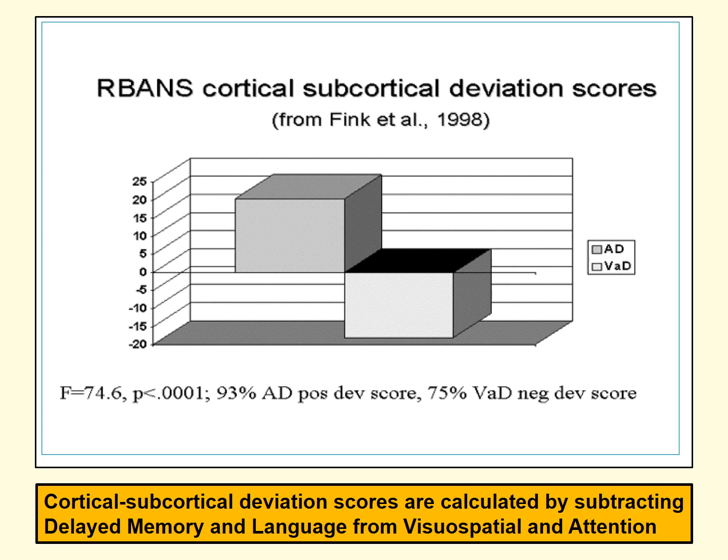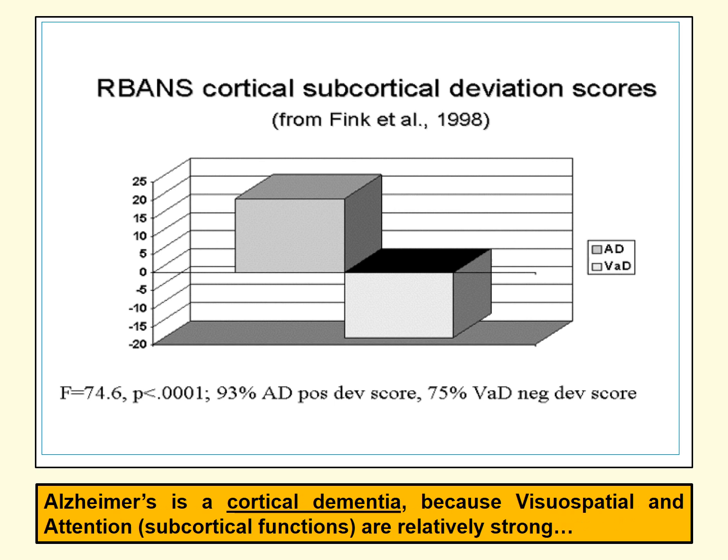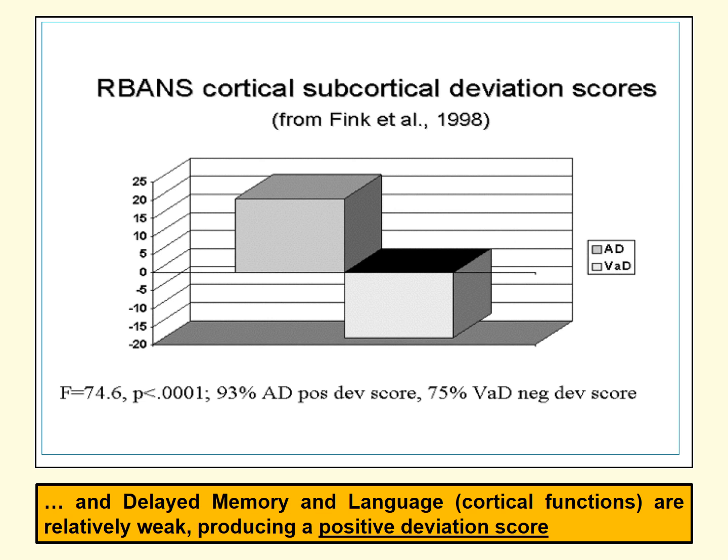So sometimes, if you have a hard time squinting at profiles, you can do a quick bit of math and get a cortical-subcortical deviation score, and that can suggest, oh, this case looks a bit more like a cortical dementia, or looks a bit more like a subcortical dementia. So again, Alzheimer's disease is a cortical dementia because visual, spatial, and attention indices, which refer to subcortical functions, are relatively strong, at least as compared to subcortical dementia. Delayed memory and language, which are cortical functions, are relatively weak, and this produces, again, that positive deviation, making it look more like a cortical dementia.